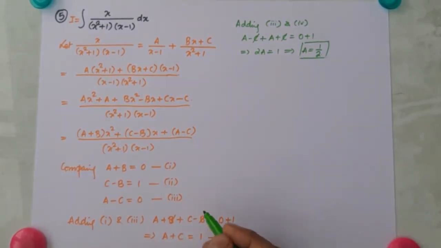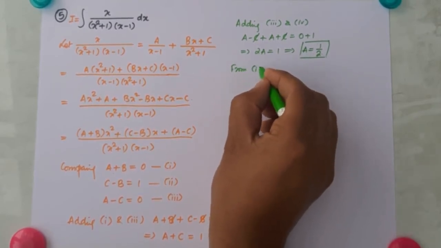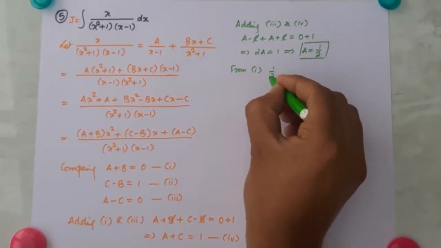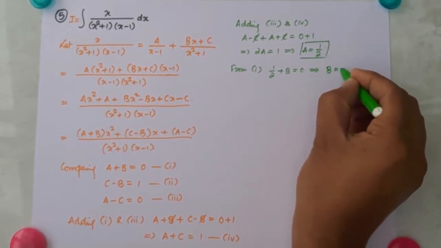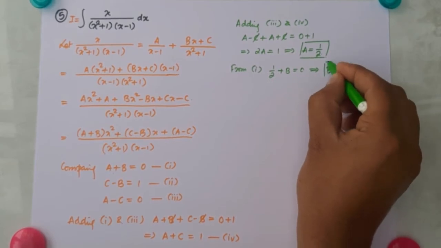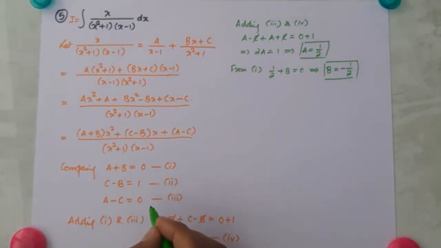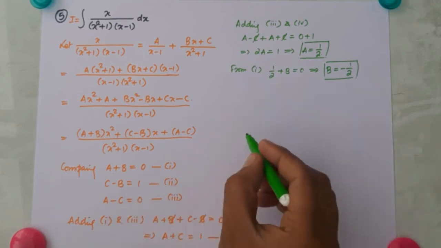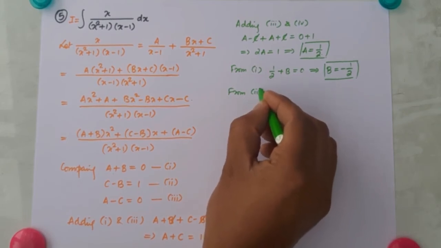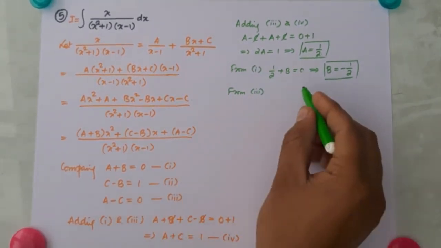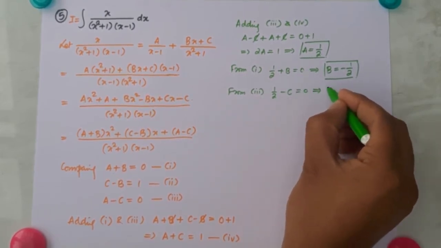In order to calculate the value of b, you can use 1. So from 1, a, that is half, plus b turns out to be 0, which gives you the value of b to be minus half. Okay, so this is the value of b. Now you need to calculate the value of c, isn't it? So the value of c can be calculated using 3. So from 3 you have a minus c. So a is half, minus c is equal to 0, which gives you the value of c to be equal to half.